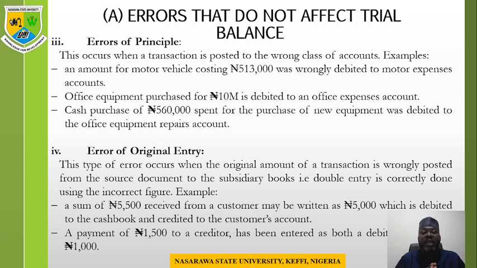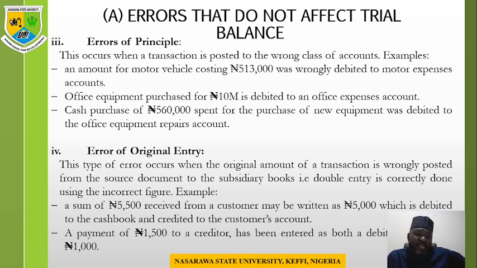So the value of the motor vehicle of 513,000, which is a real account, was posted in error to the motor expenses account, which falls under nominal account classification. This is an error of what? Principle. The reason being that the entry has been made not just in the wrong account, but also in the wrong classification of accounts.